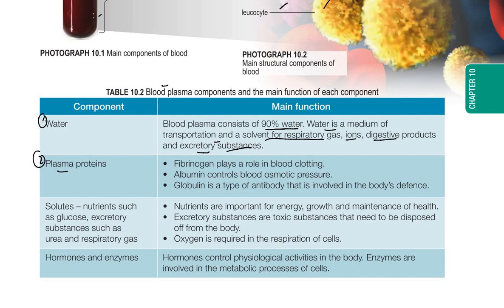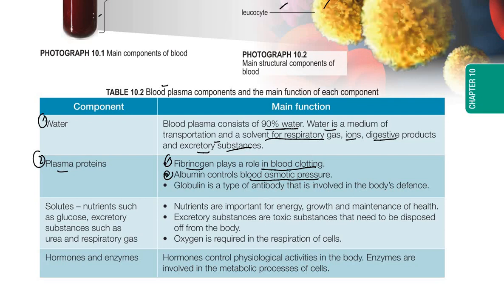Okay, plasma proteins, we have 3 plasma proteins. One is fibrinogen, which plays a role in blood clotting. Okay, this topic also we are going to learn later. Blood clotting, helps to clot the blood. Okay, and then number 2, albumin controls blood osmotic pressure. Blood osmotic pressure is related to osmosis. So osmosis means related to water.